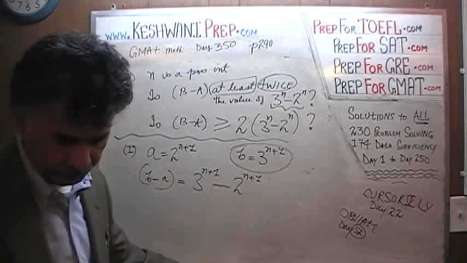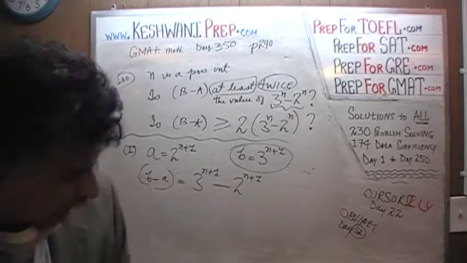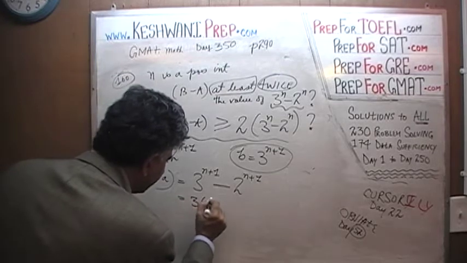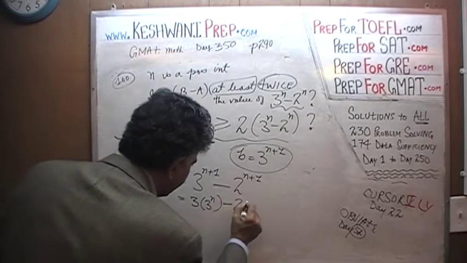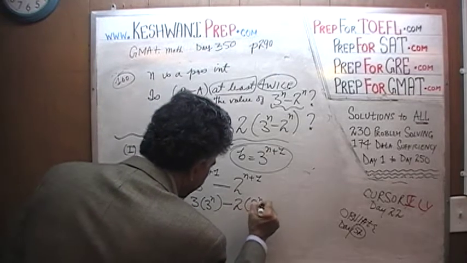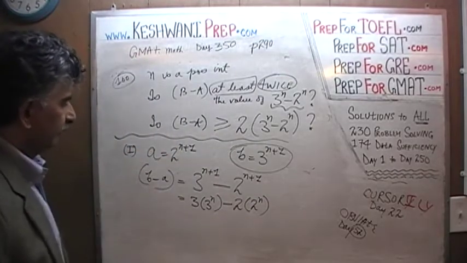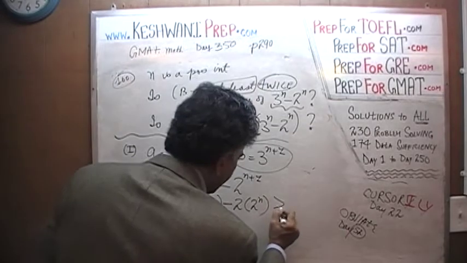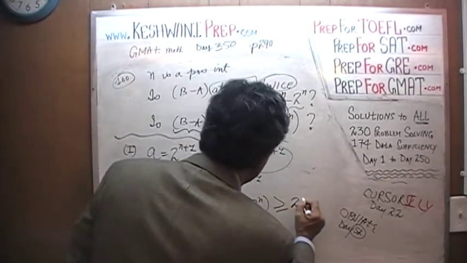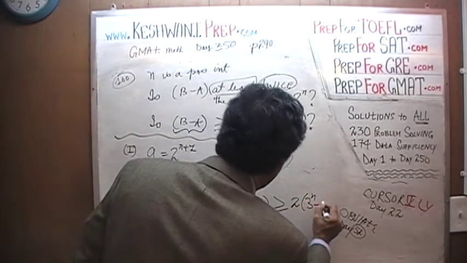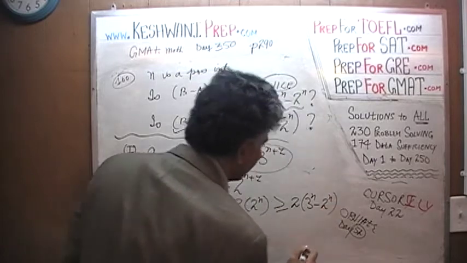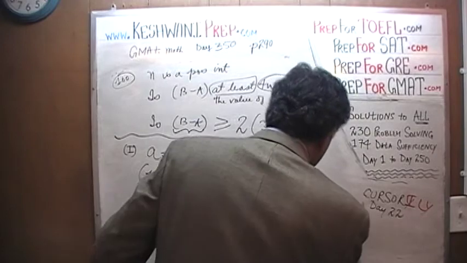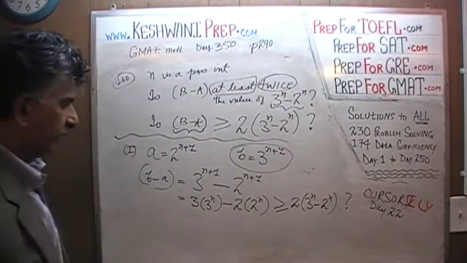Okay, let's see what they tell us. And that, of course, can be written as 3 times 3 raised to n minus 2 times 2 raised to n. And the question is: is this quantity, b minus a, greater than or equal to 2 times 3 raised to n minus 2 raised to n? That's the question. Let's erase that. Is this true? That's what we're interested in.